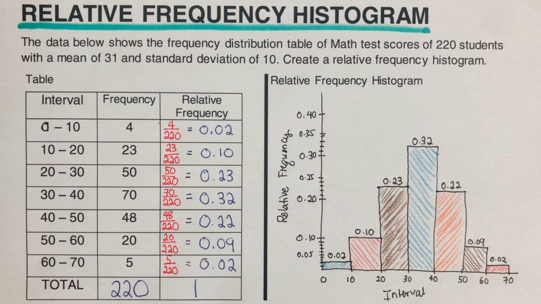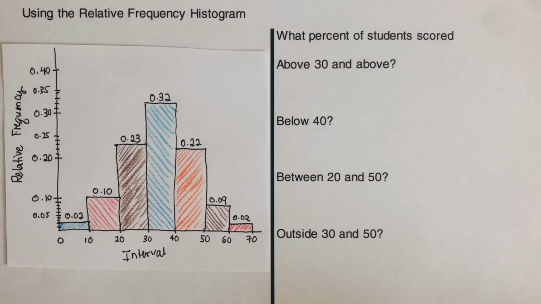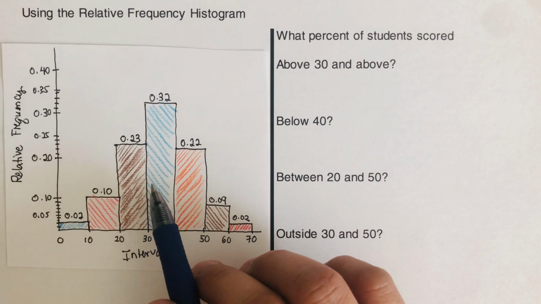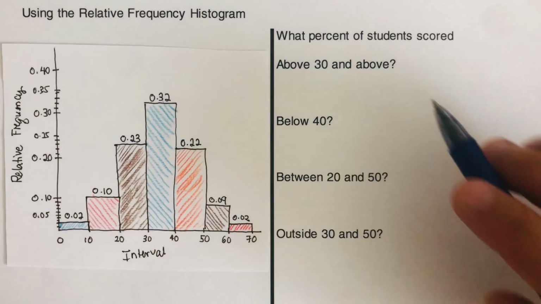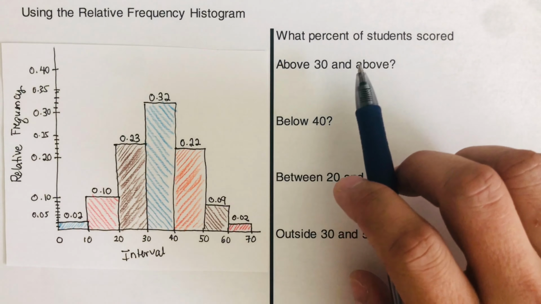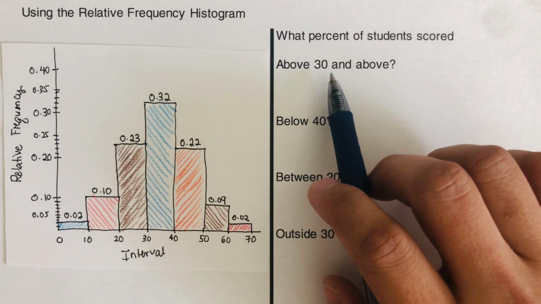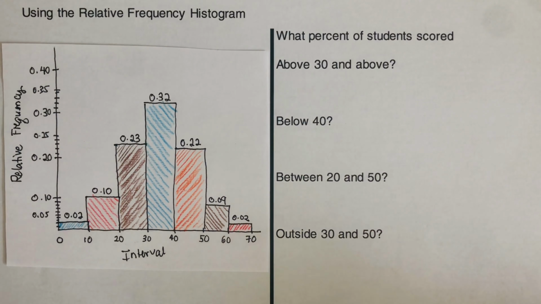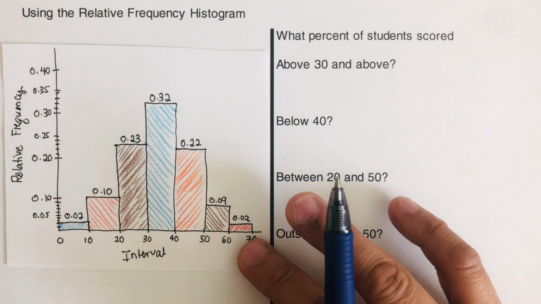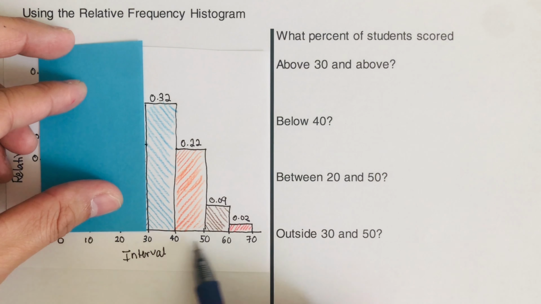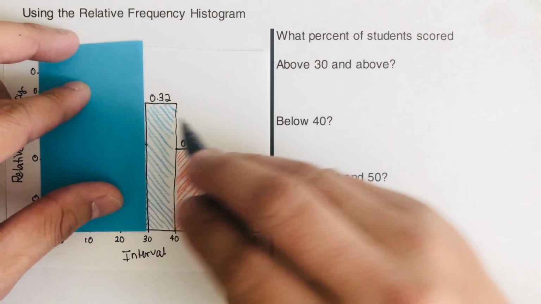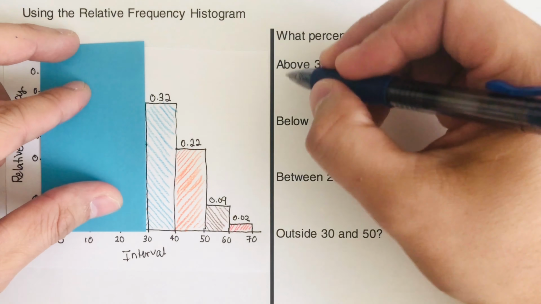Now let's solve problems that involve the relative frequency histogram with this next slide that we have here. So we are going to use this relative frequency histogram that we did from the first slide in order that we can determine these problems right here. What percent of students scored 30 and above? So if we say 30 and above, it means that we start from 30 and then we go all the way above 30. So the numbers that we're adding would be these numbers on top of the boxes.